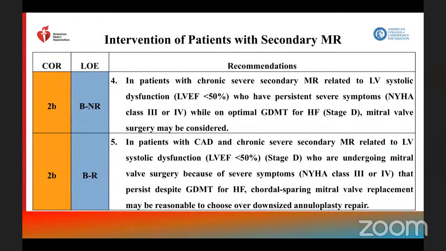In patients with chronic severe secondary MR related to LV systolic dysfunction, less than 50%, who have persistent severe symptoms while on optimal medical therapy for heart failure, mitral valve surgery may be considered as a class 2B. In patients with coronary artery disease and chronic severe secondary MR related to LV systolic dysfunction, who are undergoing mitral valve surgery because of severe symptoms that persist despite medical therapy for heart failure, chordal sparing mitral valve replacement may be reasonable to choose over downsized annuloplasty repair as a class 2B, level B.